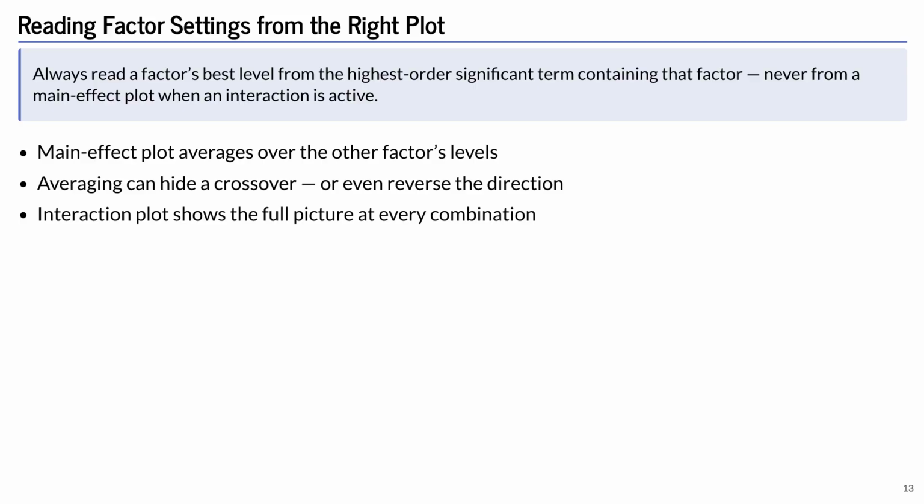With adequacy established, return to the recommendation. And here is a rule that practitioners sometimes get wrong. When an interaction is active, you must never read the optimal level of an interacting factor from its main effect plot. A main effect plot for temperature averages the yield over both levels of catalyst. That average can hide a crossover, or it can understate how much the optimal temperature depends on which catalyst level you are using. The correct approach is to read factor settings from the highest order significant term that contains those factors. In our case, that is the temperature by catalyst interaction plot.